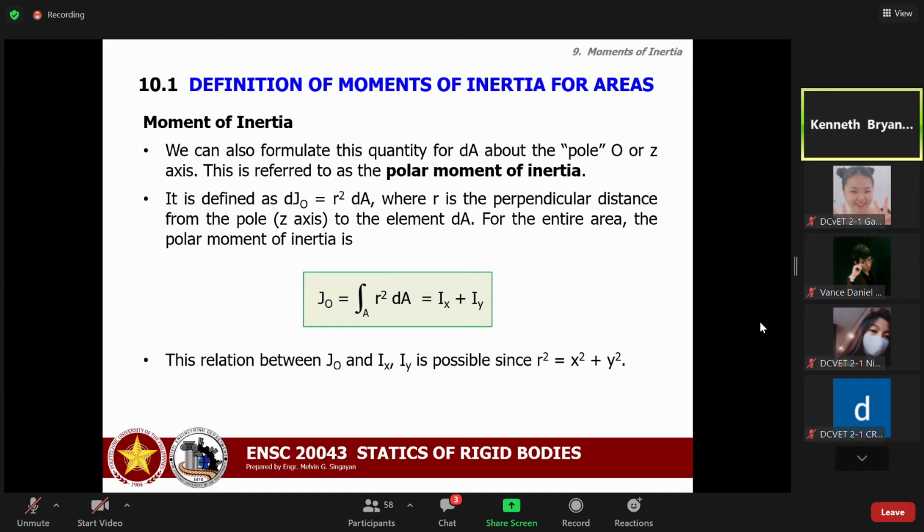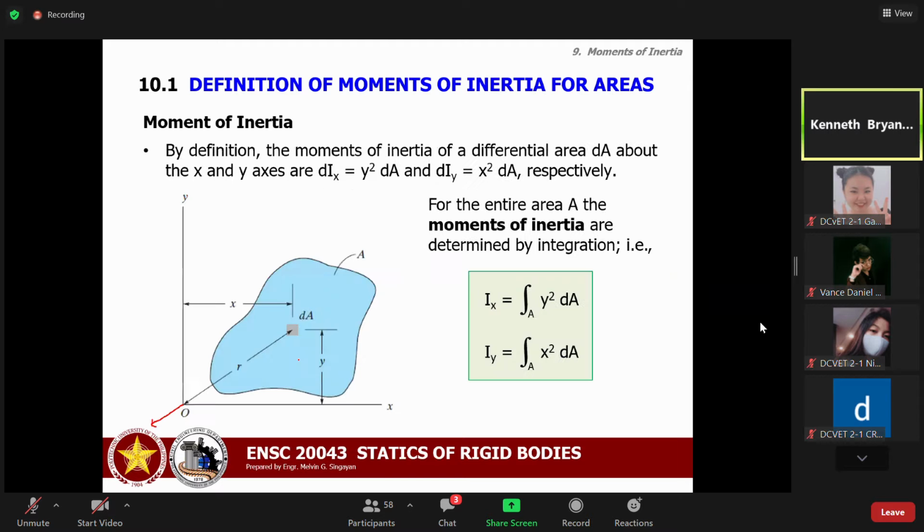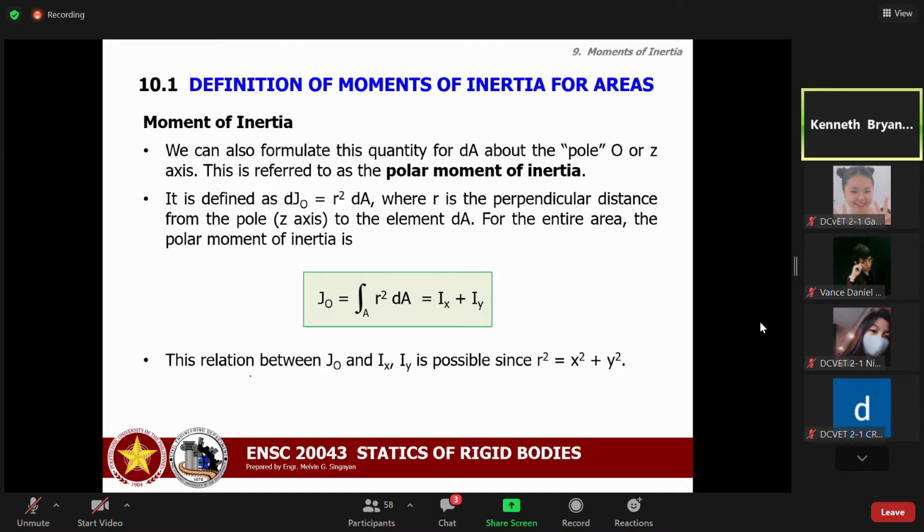This relation between JO and Ix and Iy is possible since r squared is equal to x squared plus y squared. If you draw the figure, it will form a right triangle with base x and height y. Take note, r is the hypotenuse. Using the Pythagorean theorem, you can get the relationship between r, x, and y, and that is this equation, r squared equal to x squared plus y squared.